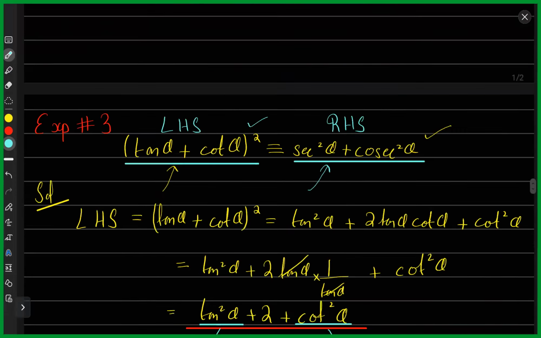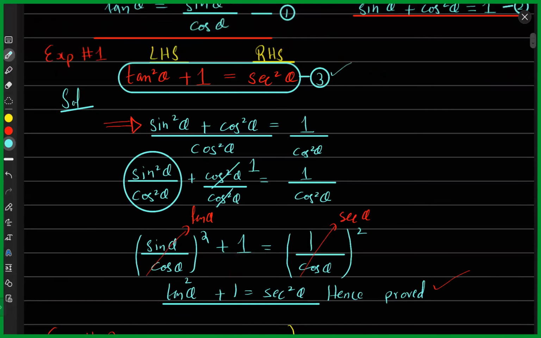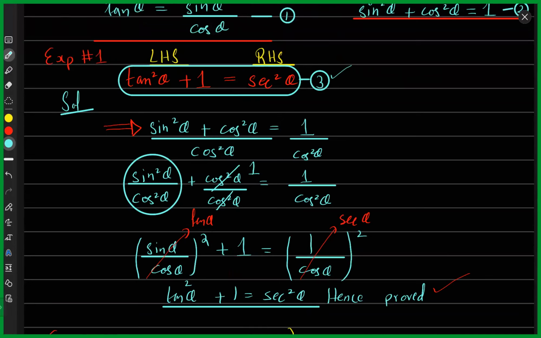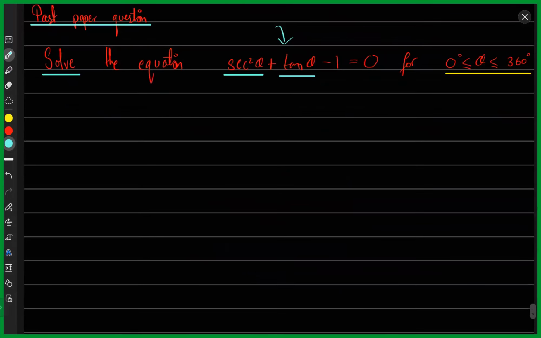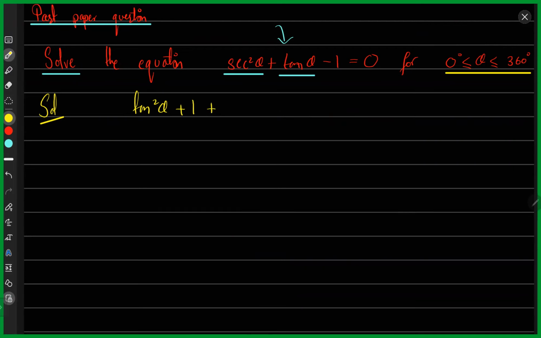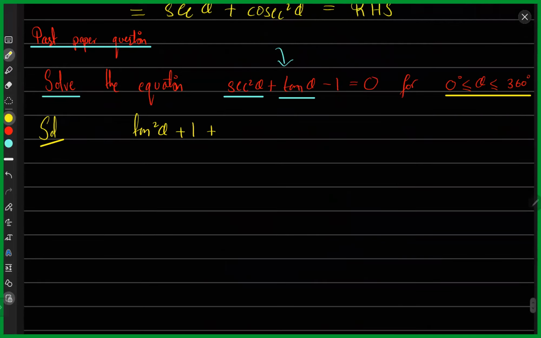Here it is. I know that secant square theta is equal to tan square theta plus 1. So secant square theta can be written as tan square theta plus 1. Let's get started with the solution. All right. So the solution. Secant square theta is tan square theta plus 1, plus tan theta minus 1 equals 0.